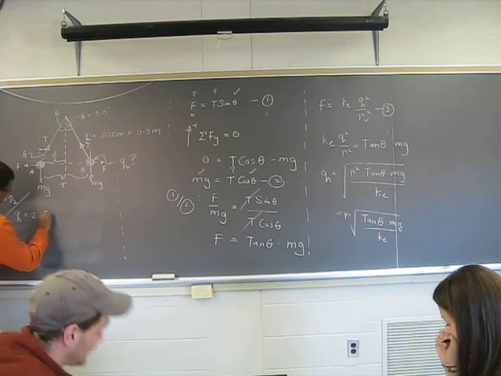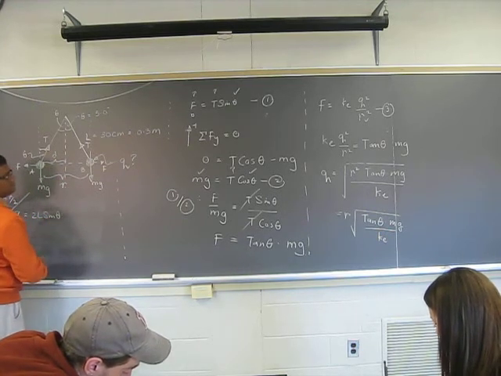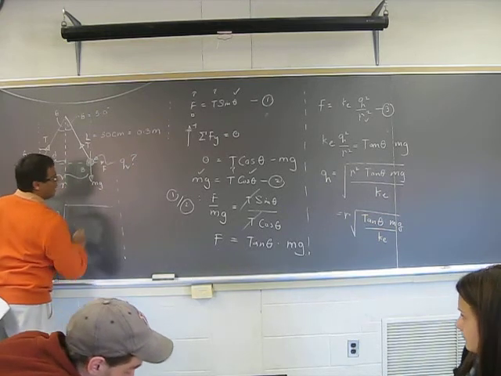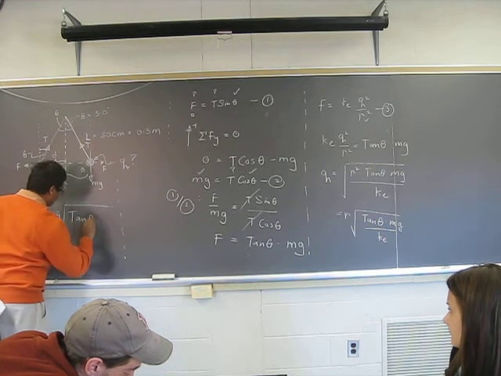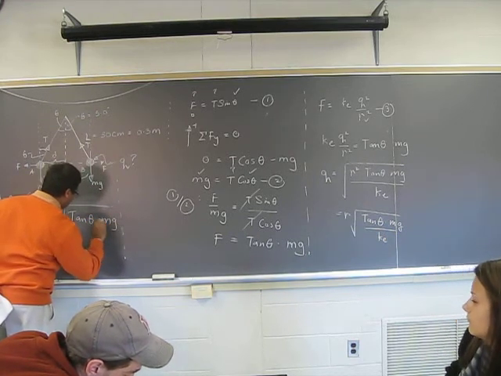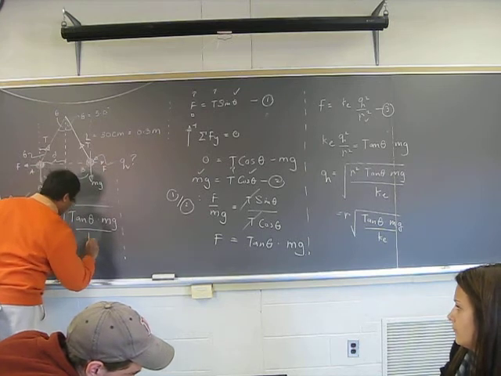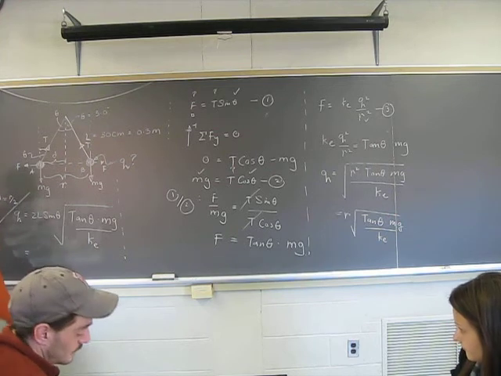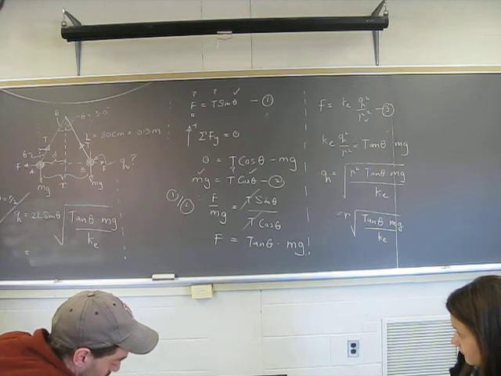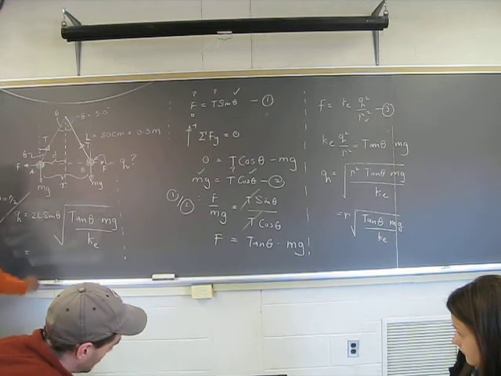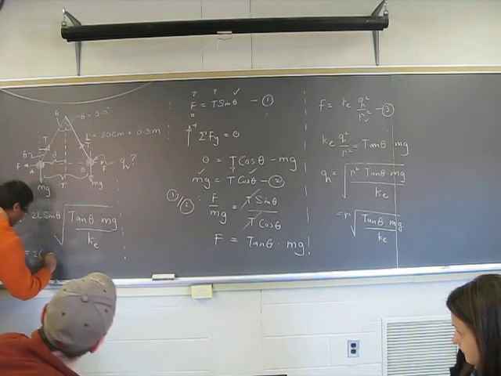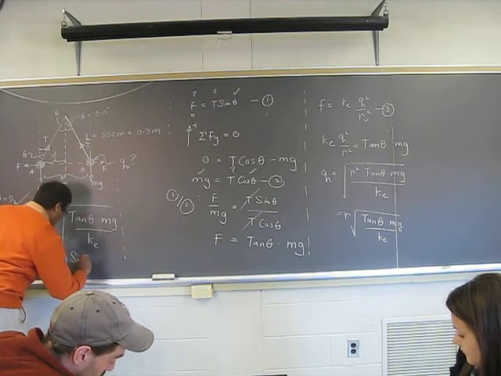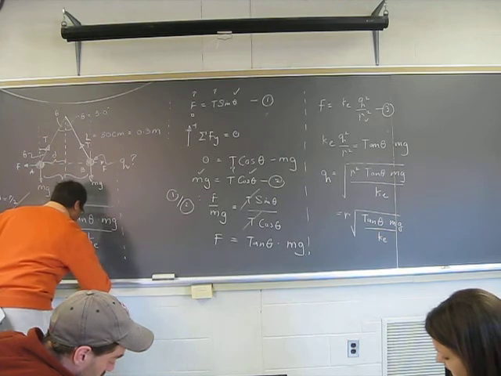So I put 2L sine theta, and I have tan theta times mg divided by Ke. If you want to plug in the values, now's the time. Okay. So I have 2 times 0.3 meters sine of 5 degrees within the square root.